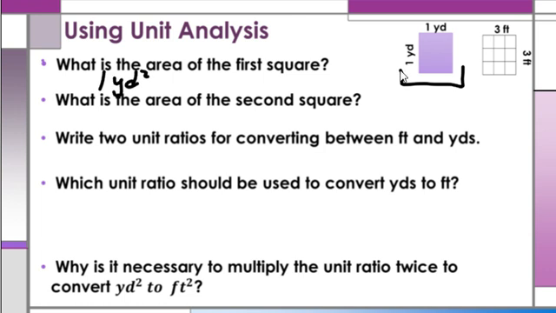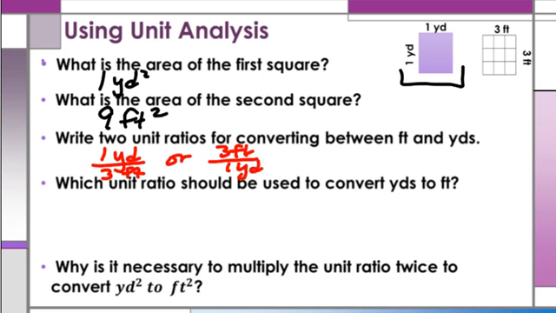What is the area of the second square? 3 feet times 3 feet is 9 square feet. We want to write 2 unit ratios for converting between feet and yards. So I know that 1 yard is the same as 3 feet, or I can go 3 feet over 1 yard. Those are my 2 unit ratios I can use to convert between feet and yards.